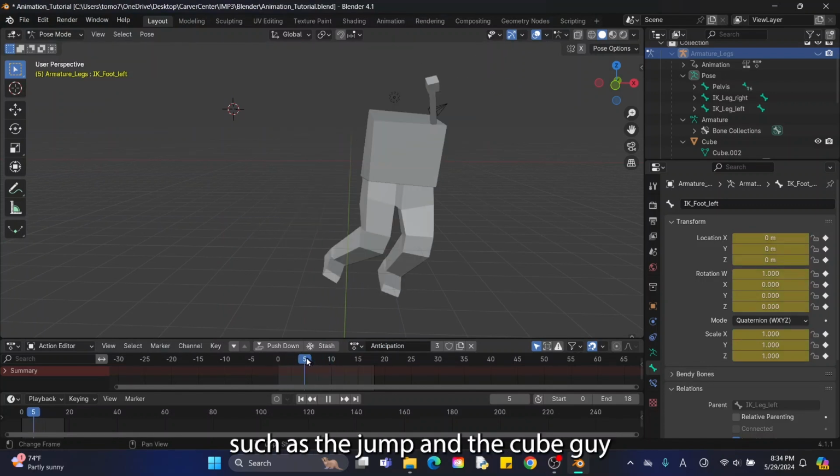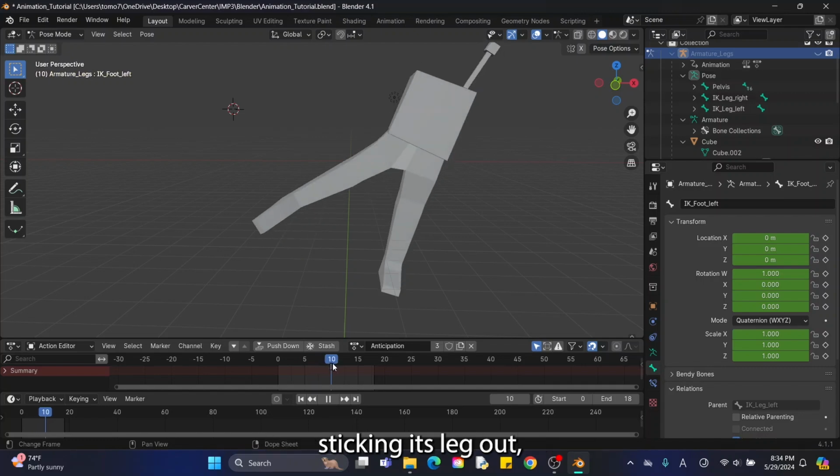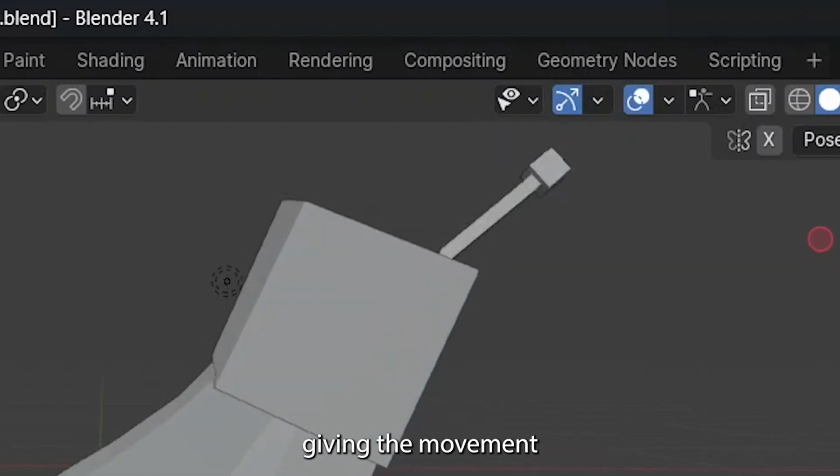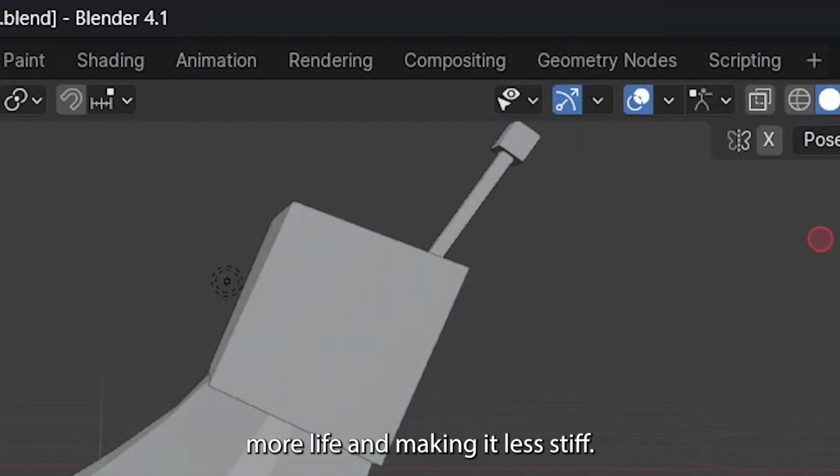After the main movements, such as the jump and the cube guy sticking its leg out, the cube's antennae continues to move back and forth a little bit, giving the movement more life and making it less stiff. Seventh principle, secondary action. Secondary action is a little difficult to execute, but it's still a good idea to keep in mind when animating. It is the extra details and movement incorporated in an animation to give it more personality.